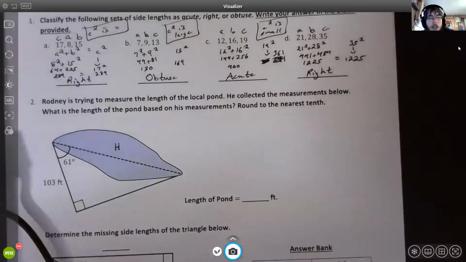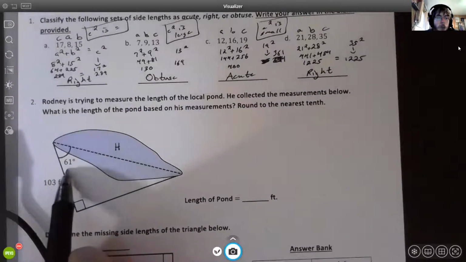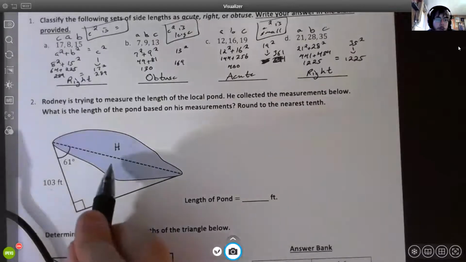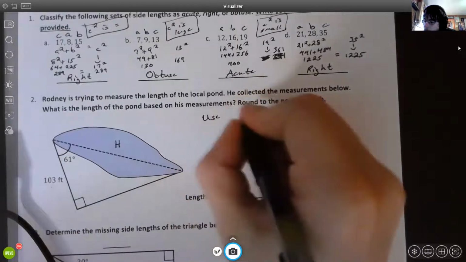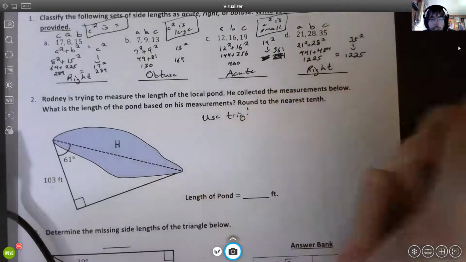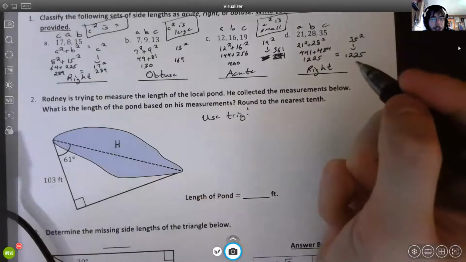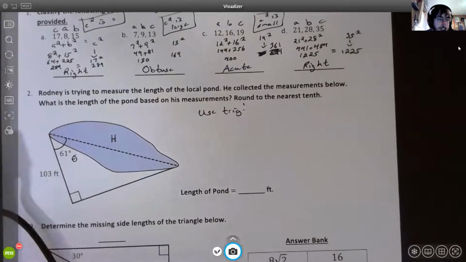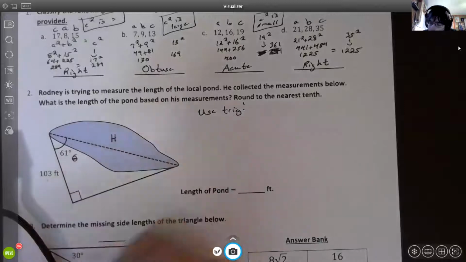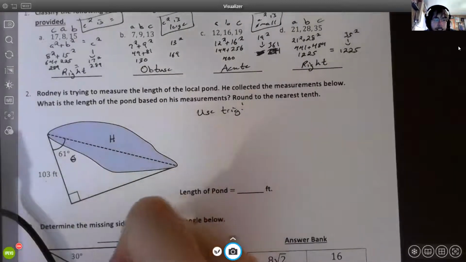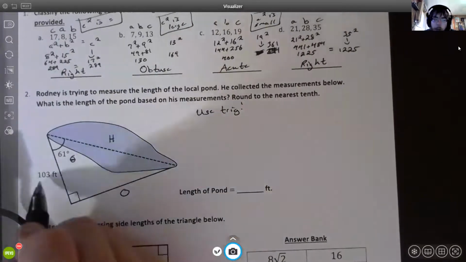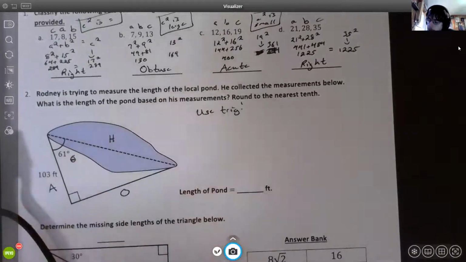Okay. So let's look and see what we have in this problem. We have one side and one angle, and we want to find the missing side. In this case, we need to use trig. So our theta is the angle that's not the right angle. So our theta is equal to 61 degrees. We're going to label our sides as O, H, and A. We already have H labeled. Our opposite side is the one that does not touch the 61 degrees, so that is the bottom side here. And 103 touches theta, so this is our adjacent.